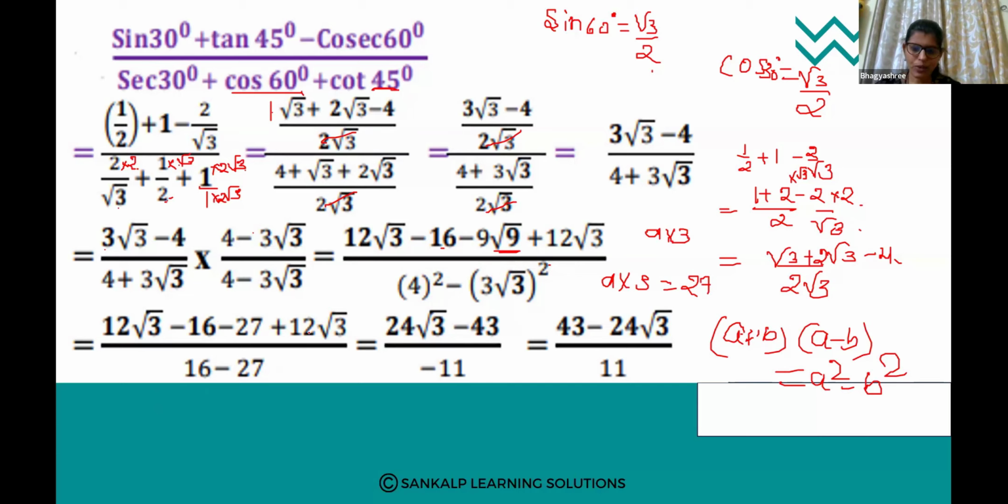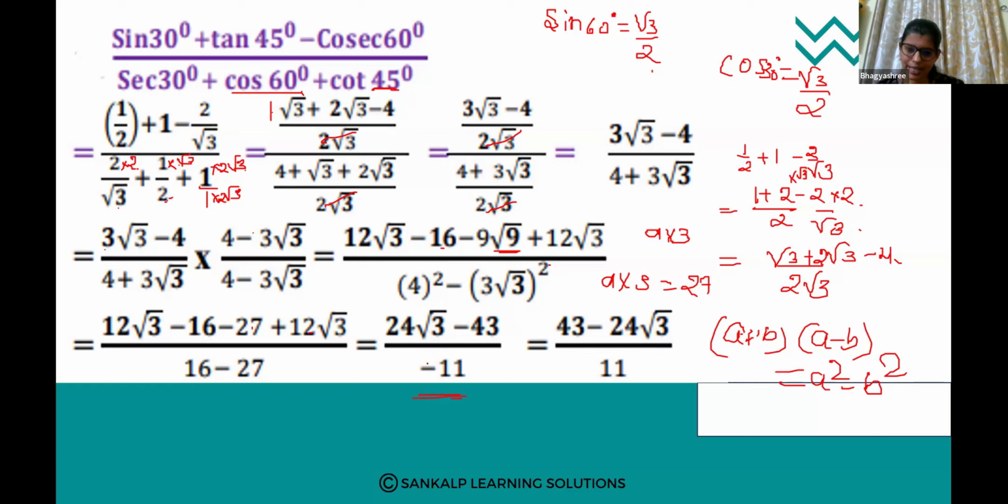12 plus 12, that is 24 root 3. 24 root 3 minus 43 divided by 16 minus 27, that is minus 11. 43 minus 24 root 3 divided by 11.